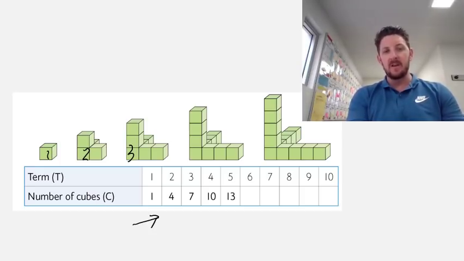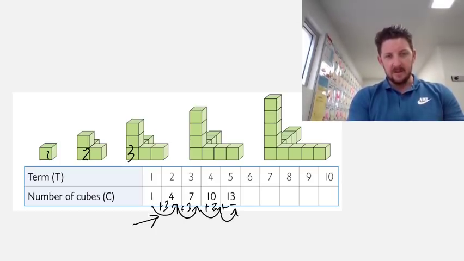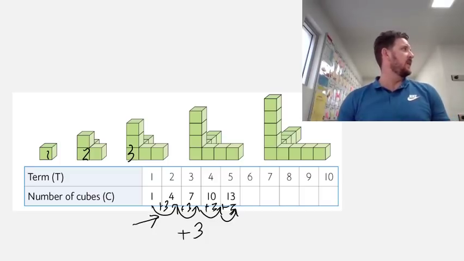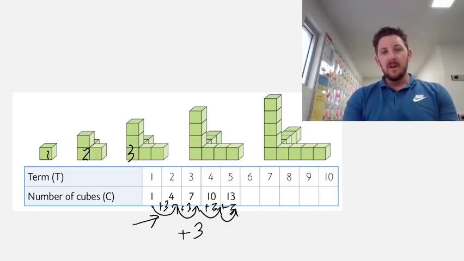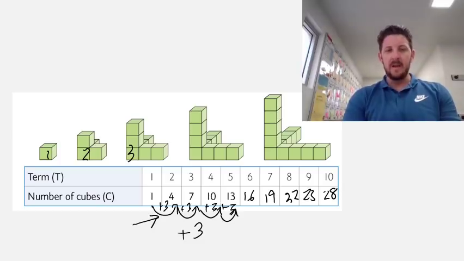The first thing I can recognize, if I do the little jump method here, is that there's definitely a pattern being created each time we go up. And you can see that's +3. So our pattern is +3. That's excellent to know, because if I had to fill in the rest of these up to the 10th term, that would be easy, because I could just add 3 each time: 16, 19, 22, 25, and 28.